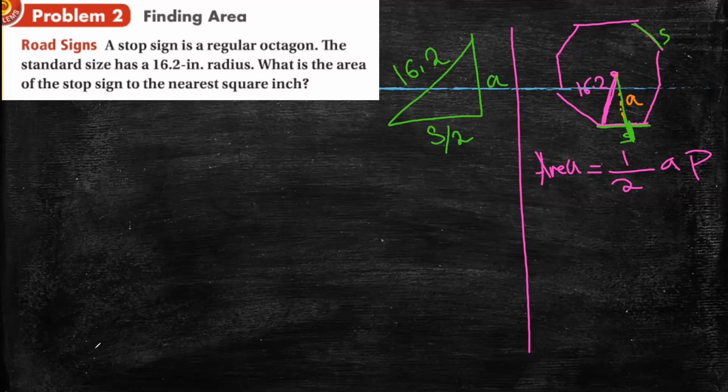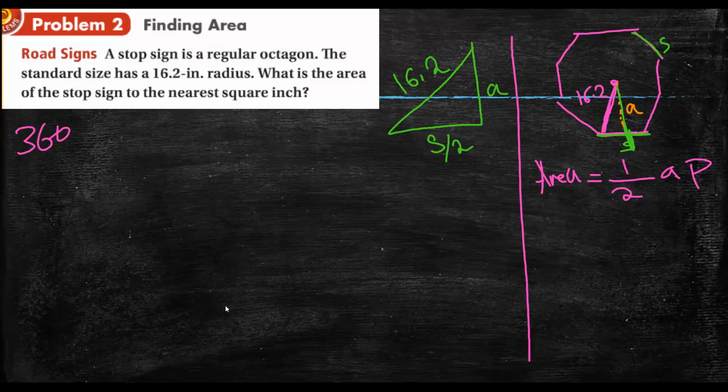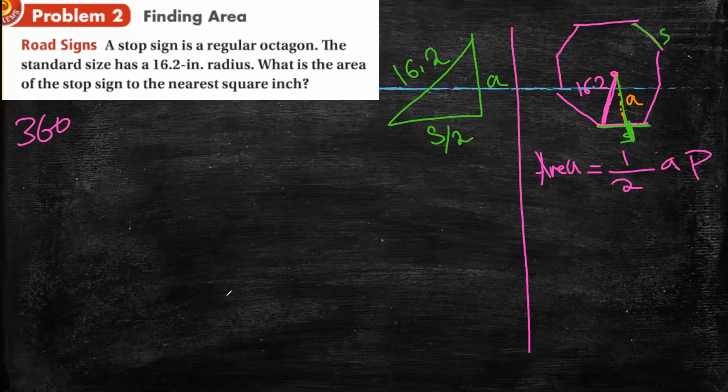Now I need an angle. To find the angle, as we know before, let's divide 360 by how many sides, sorry, for the octagon? They are 8. So the angle here is 45.